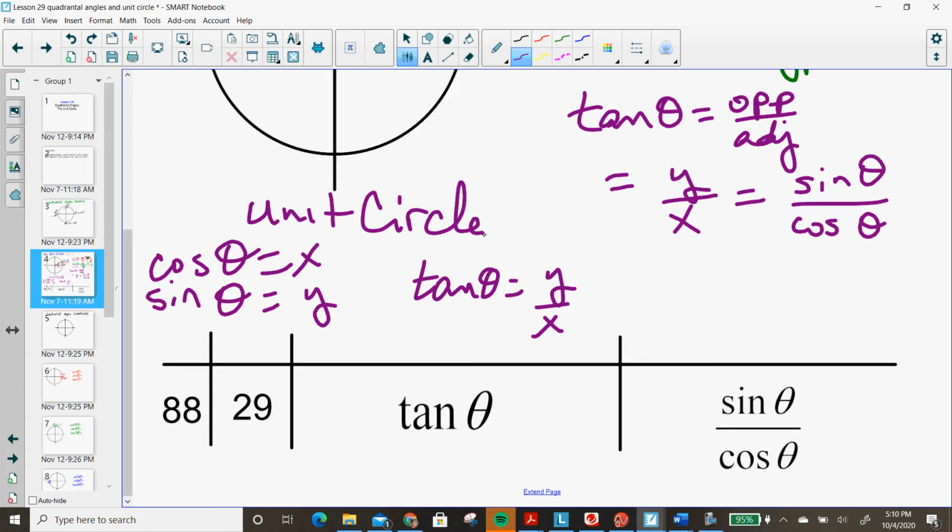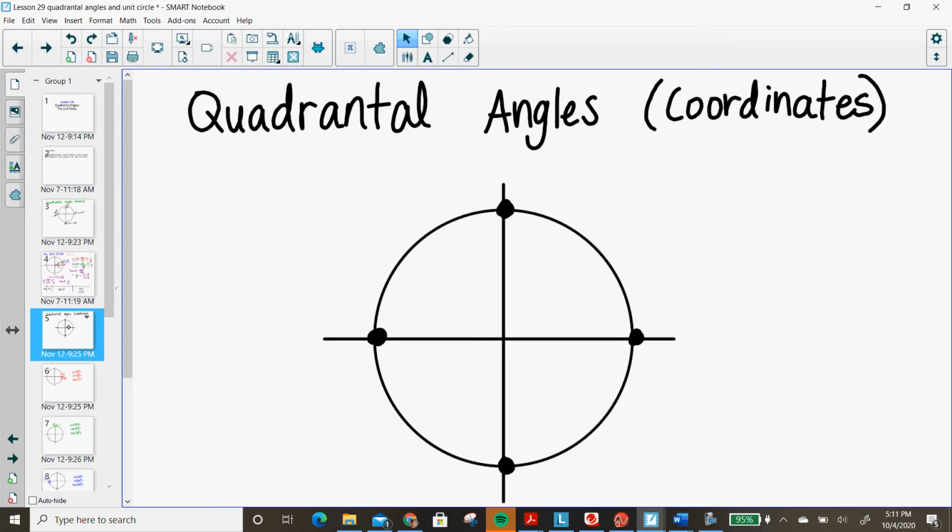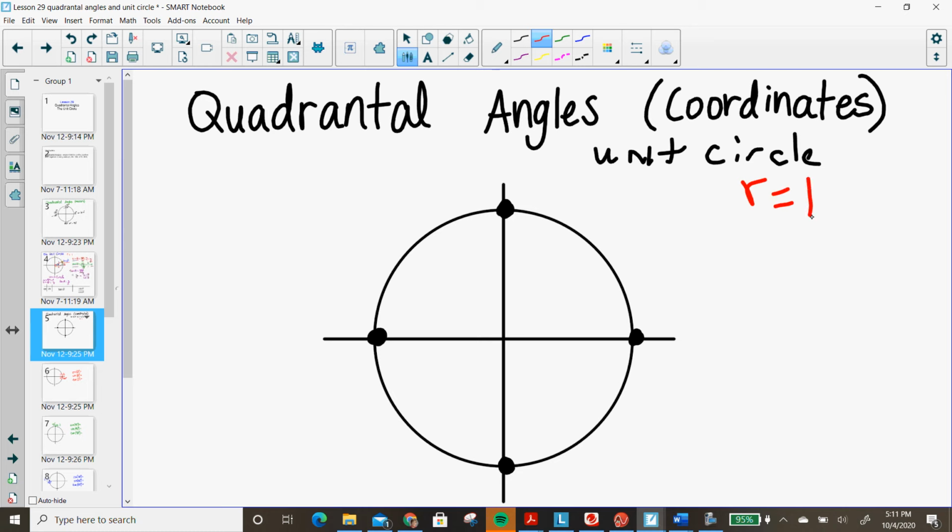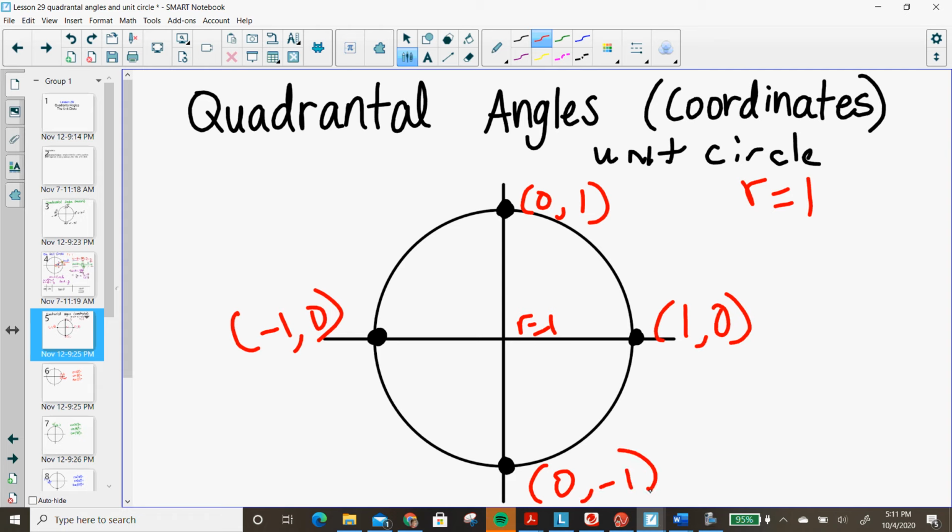What is the cosine of 0? So we don't really have a triangle. Or the cosine of 90 degrees, so we don't really have a triangle. So if we are on the unit circle, which means r is 1, that means this point must be (1, 0). This one is (0, 1). This one is (-1, 0). And this one is (0, -1).